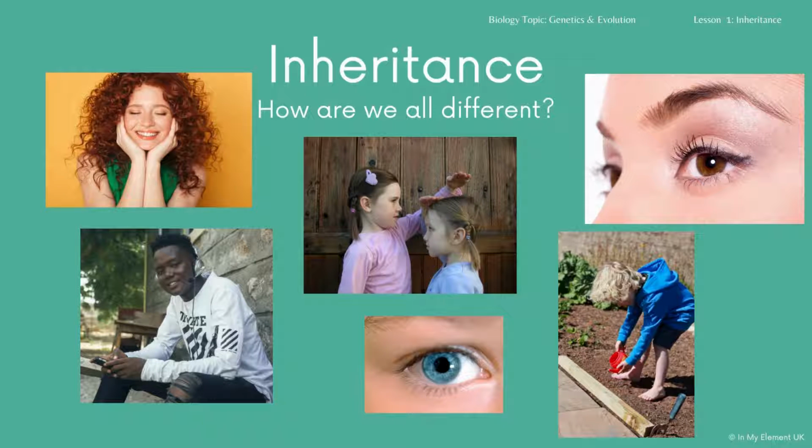Here's a really good example of different height, and we've got two different eye colours, and again two different hair colours, although not as extreme as, say, the red with the black hair. We've also got differences in terms of male and female. Now, all of this we're talking about is inheritance, so where we inherit these characteristics from and what enables us to be so different.